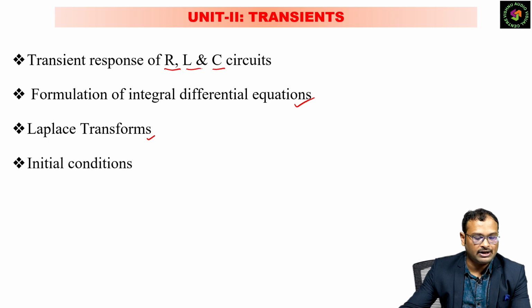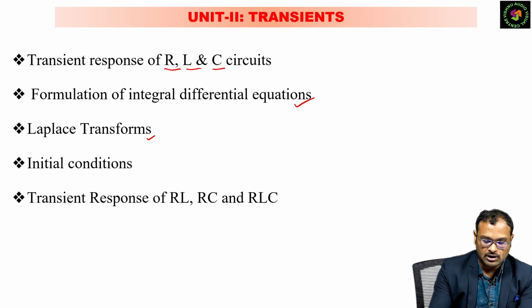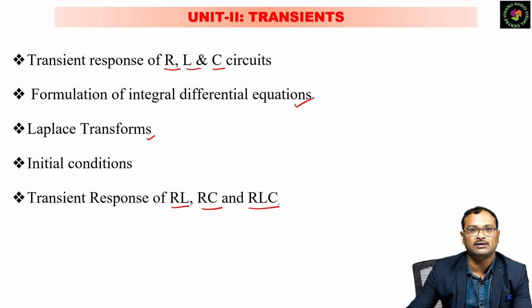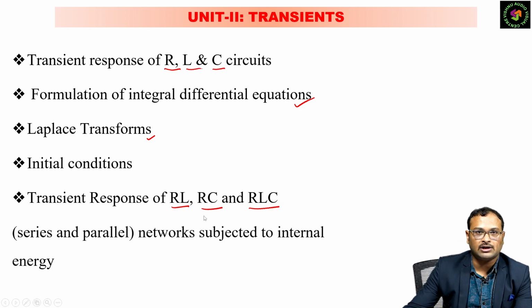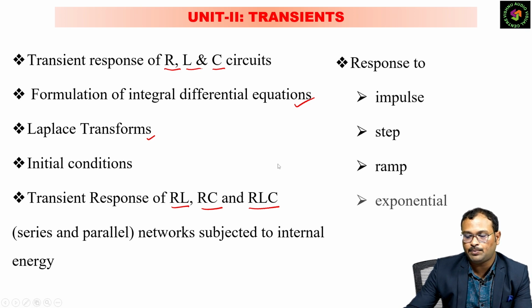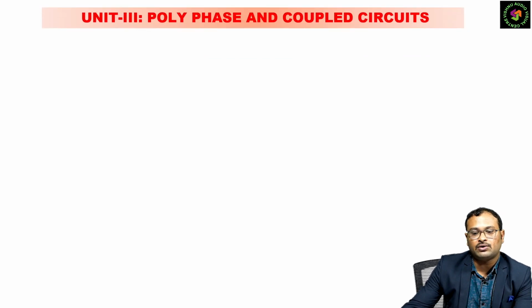and we'll follow the initial conditions, how the circuit behaves under initial conditions, then the transient response of combinations of these elements: RL combination, RC combination and RLC combination, in series and in parallel. Series-parallel networks also we will see, and how energy changes internally, and all those things we will observe. Along with this, how these circuits respond to basic inputs like impulse input, step input, ramp input and exponential input, and sinusoidal excitations also, how they act in a transient manner.